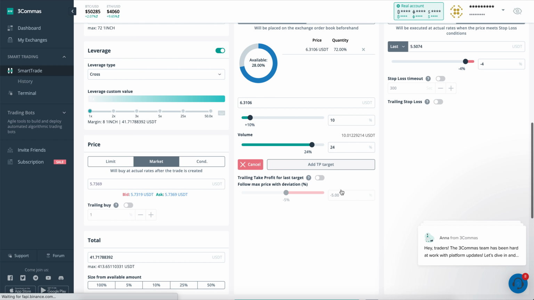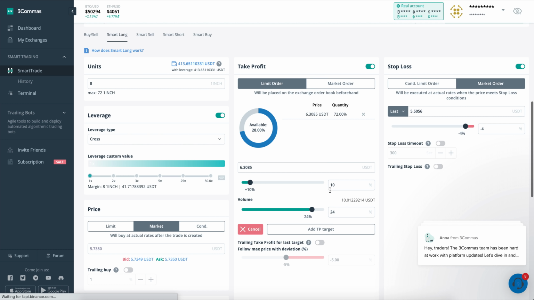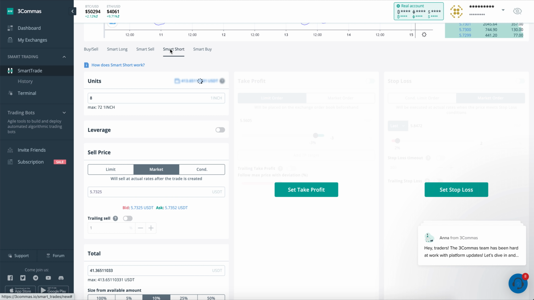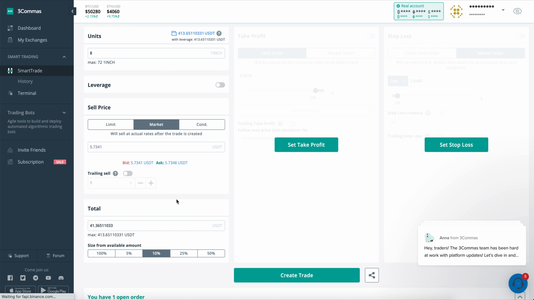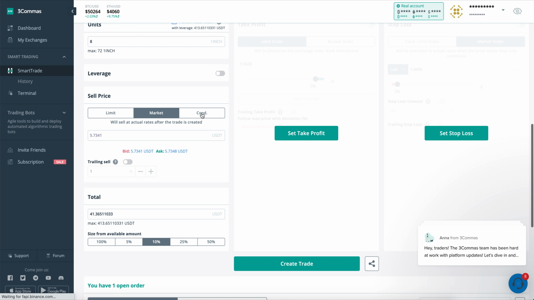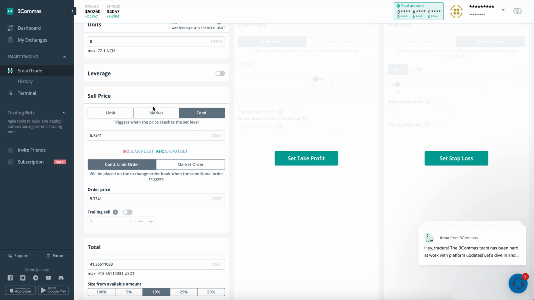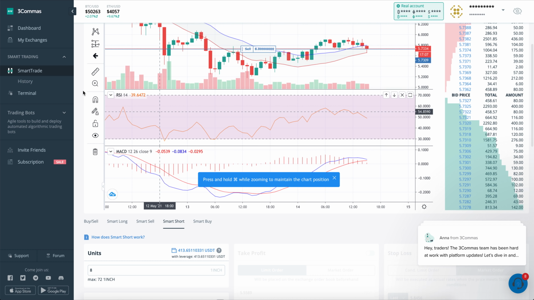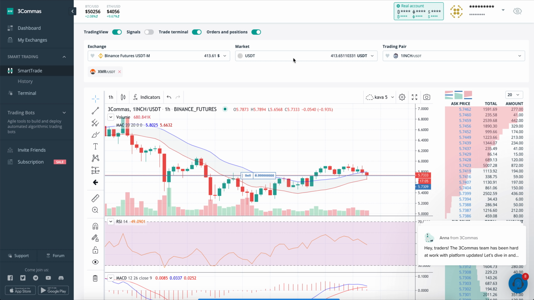You can set up a trailing stop loss in 3 commas. It's actually really cool. You can do it to long. You can do it to short as well. It's pretty cool, guys. You can do the conditional orders in here. And so this is a great way to trade on Binance without actually having to log into Binance every single time you want to trade futures.